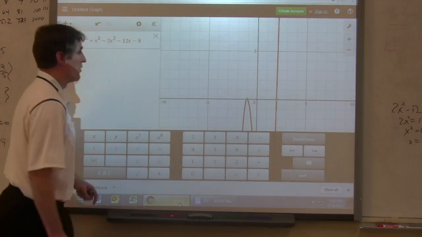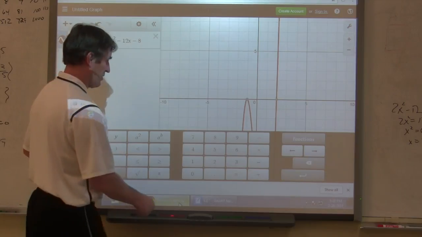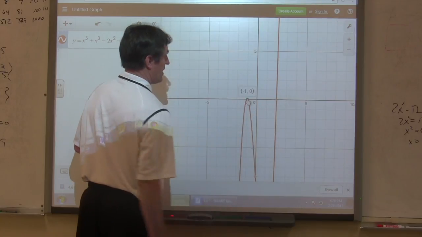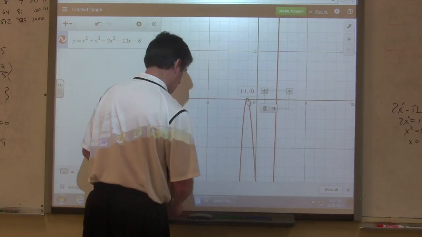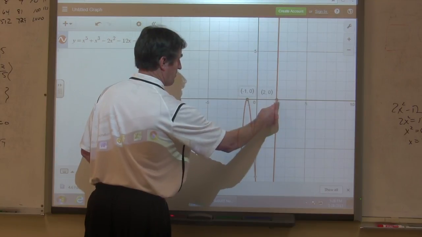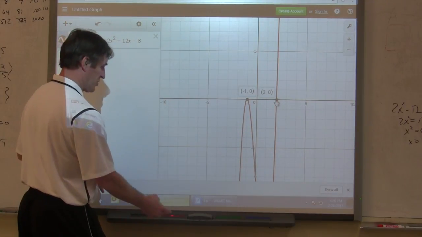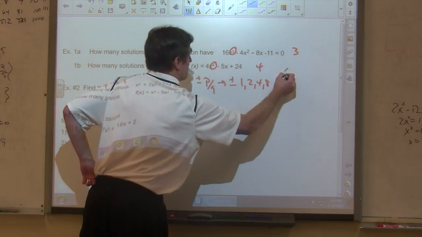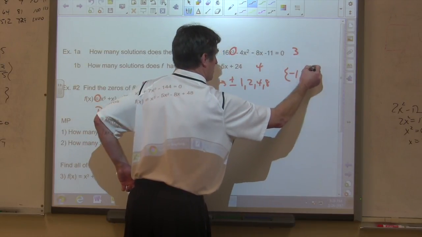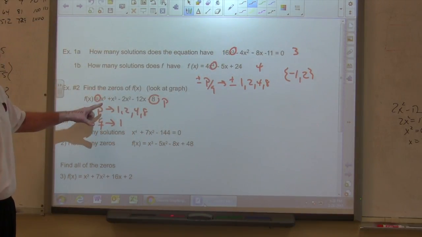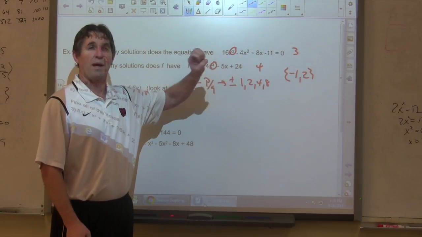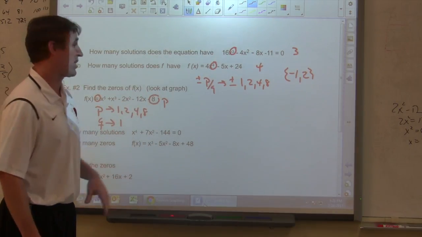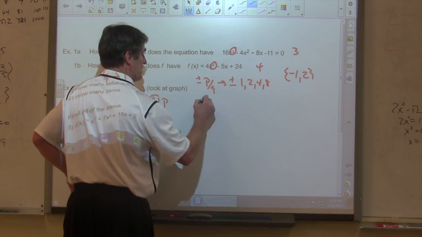So we go here and we can look and see the zeros. We have a zero at negative 1 and at 2. So we have 2 solutions, negative 1 and 2. But remember, we should have 5 solutions. That means we either have repeats or we have imaginary numbers. So what we do now is the synthetic division just like you did on the last assignment. And so we get, let's do negative 1.